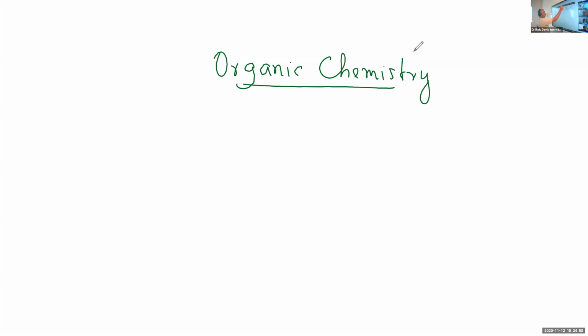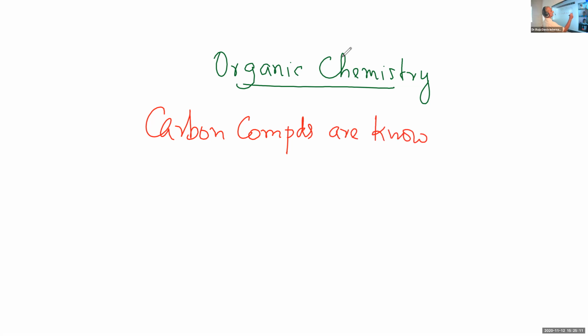So carbon compounds are collectively known as organic compounds. These are called organic compounds. So organic compounds are carbon compounds. These are the compounds of carbon.